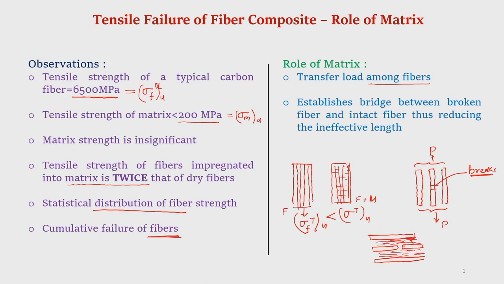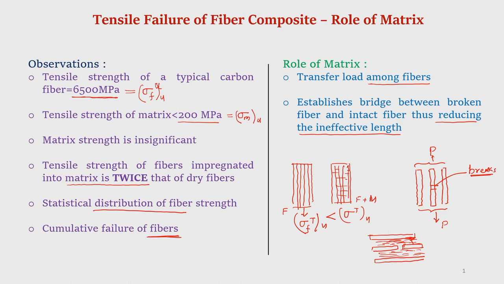Therefore, even though a particular fiber breaks, it is not that it becomes entirely ineffective. A part of it might still take part in load bearing, thereby increasing the overall strength of the fiber matrix lamina. So that is how it is explained, and that is why it is said that it reduces the ineffective length. In absence of matrix, the fiber is completely ineffective, but when the matrix is there, only a part of the length becomes ineffective in terms of not participating in the load bearing, and the other part actually takes part in the load bearing, thereby increasing the overall strength of the lamina.